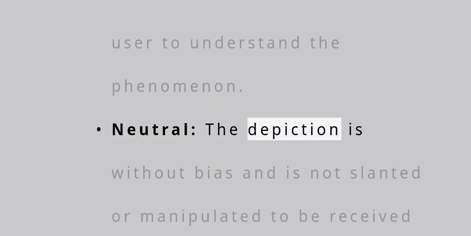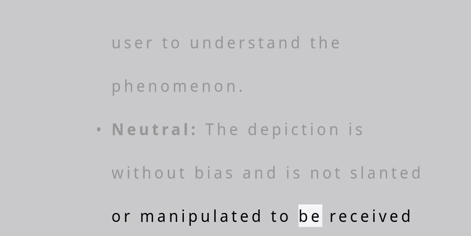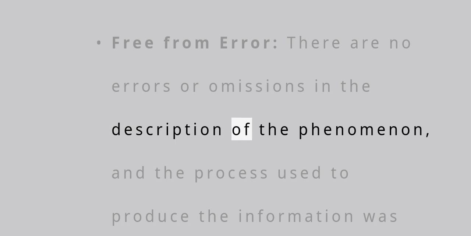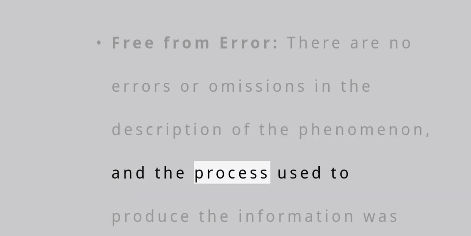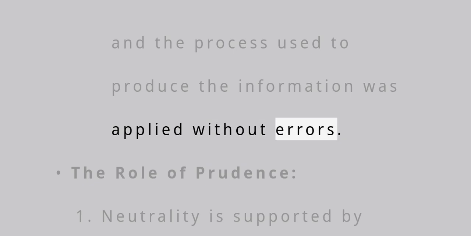Neutral: the depiction is without bias and is not slanted or manipulated to be received favourably or unfavourably. Free from error: there are no errors or omissions in the description of the phenomenon, and the process used to produce the information was applied without errors.